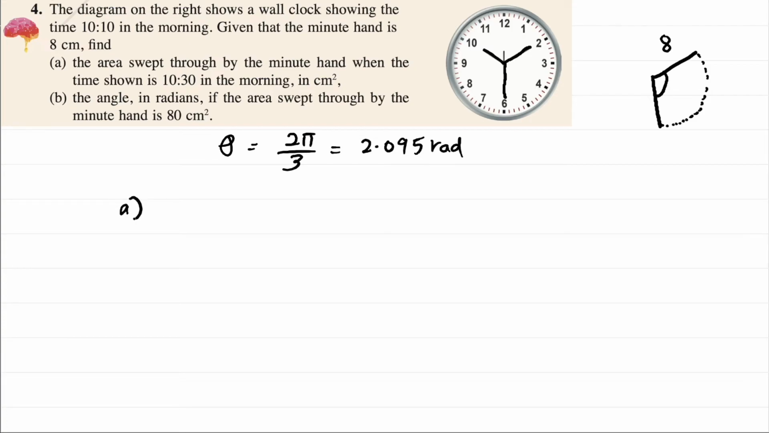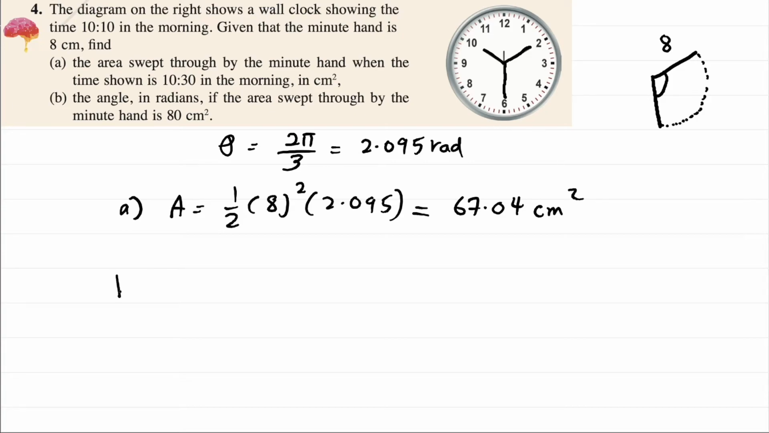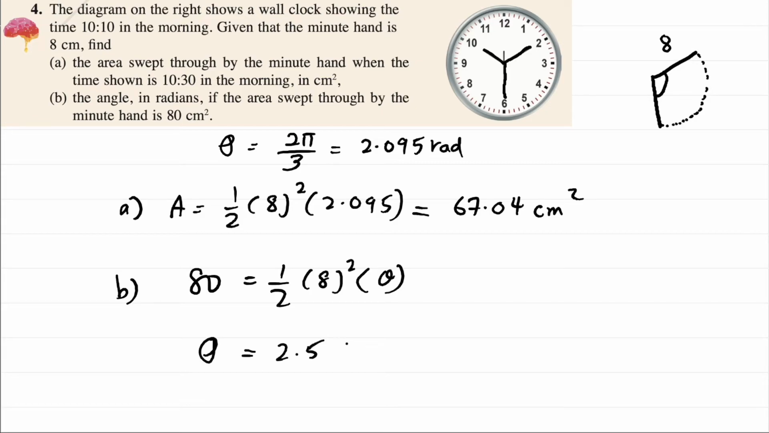Okay, so now we have the radius, we have the angle, we can find the area. So for number A, area is equals to 1 over 2, radius is 8 square, and theta is 2.095. You put into the formula, you akan dapat jawapan dia 67.04 cm square. Find the angle if the area swept through by the minute hand is 80 cm square. This one very straightforward. 80 adalah area, put into the formula, you have the radius and you find the theta. So, susun-susun kamu akan dapat theta dia equals to 2.5 radian. Okay?